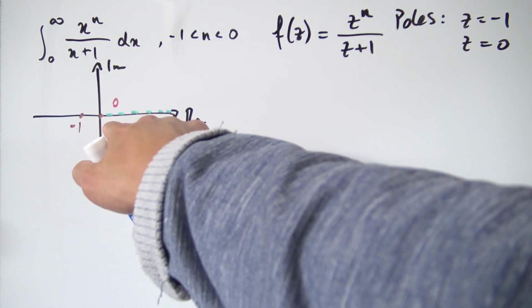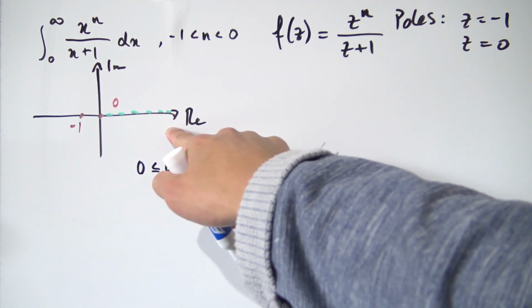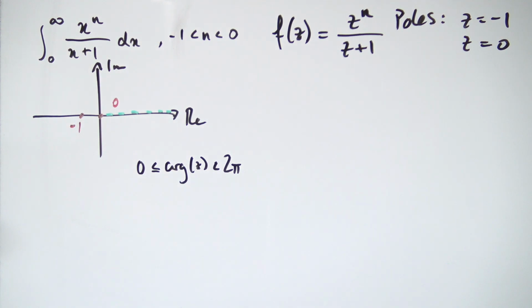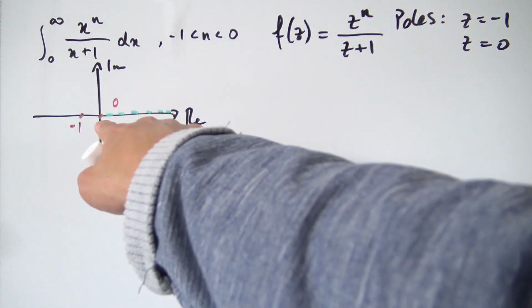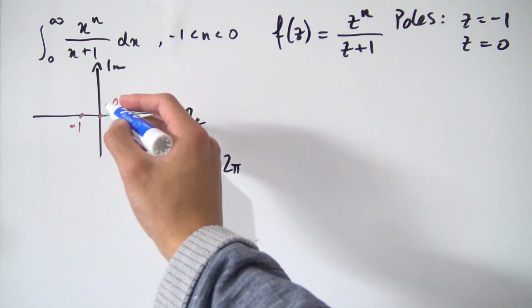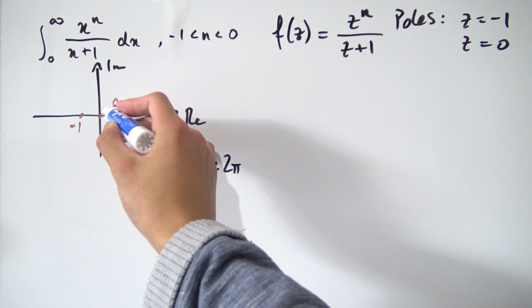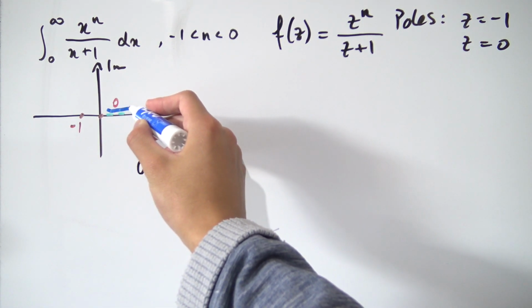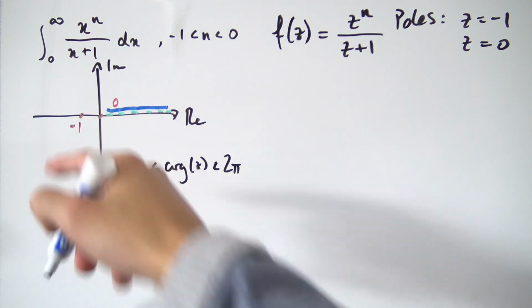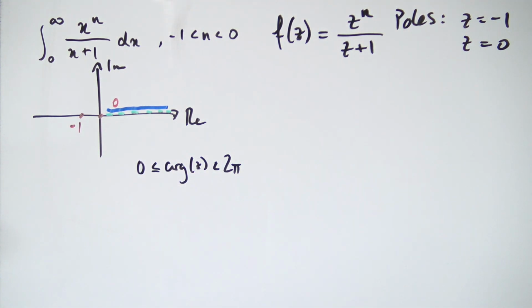Because if we just draw the line from 0 to infinity, one, we're going to be integrating on this branch cut, which isn't really ideal. Second of all, we have a pole at 0, and we want to avoid that a little bit. So in order to kind of get around that, why not just define for ourselves a path that goes a little bit above the real axis like so, and that starts a little bit away from this pole right here.